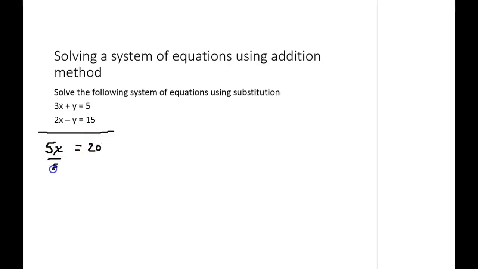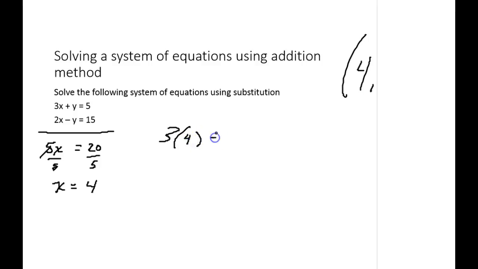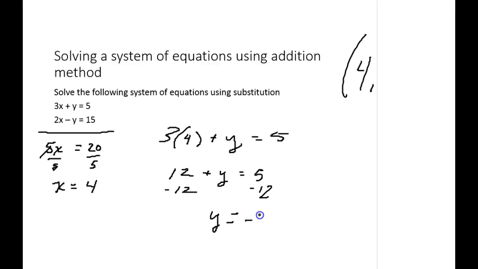Solve for x. Divide by 5. x equals 20 divided by 5, which is 4. Now, that's just my x value. I've got to plug in and find a y value for either one of those. I'm going to use the first one. 3 times 4 plus y equals 5. 12 plus y equals 5. Subtract 12. I get y equals -7. Is that right? 5 minus 12? Yeah. All right. So my answer is 4, -7.